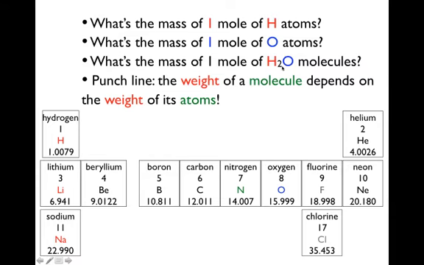So 1 mole of H2O weighs the same amount as 2 moles of hydrogen and 1 mole of oxygen, which turns out to be 18 grams. And you can do this for anything as long as you have access to the periodic table and as long as you know the formula. So here come some examples.